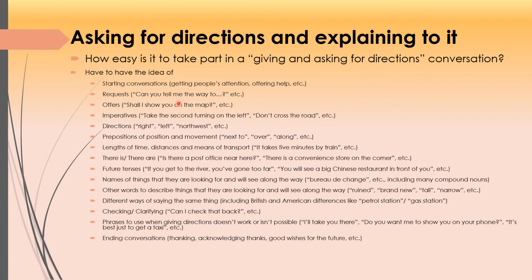And the request, you always have to make a polite request whenever you are asking for directions. So, can you tell me the way to, so that's this one. And of course, you can always offer, maybe you have a map on your smartphone, so you can offer that as well. Imperatives take the second turn, whenever you're delivering directions, so definitely you can use imperative sentences to tell the person what to get and how to go.